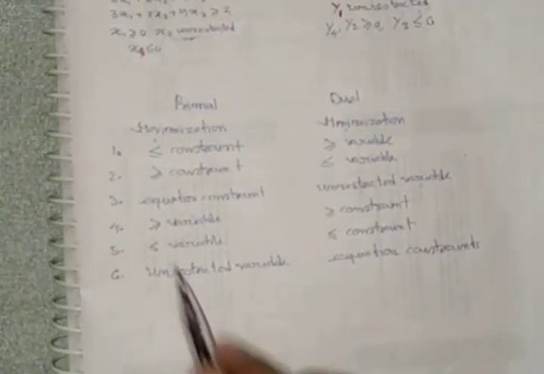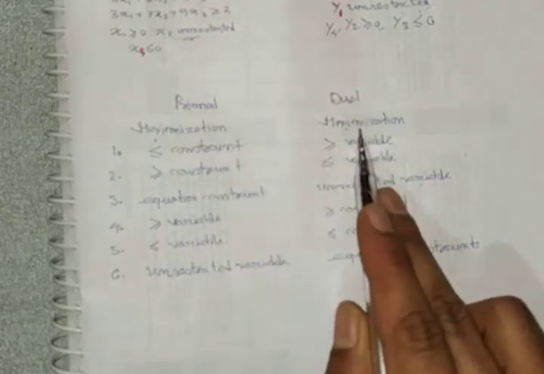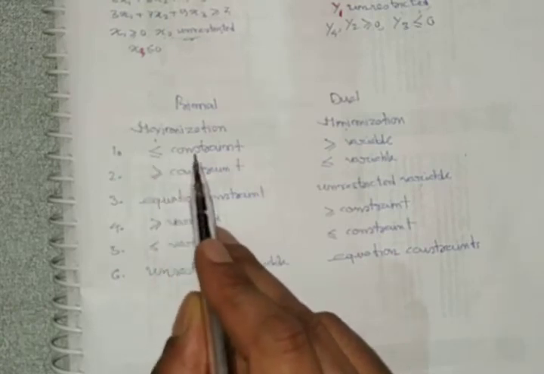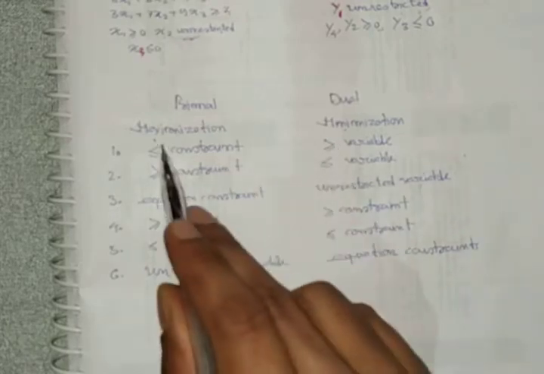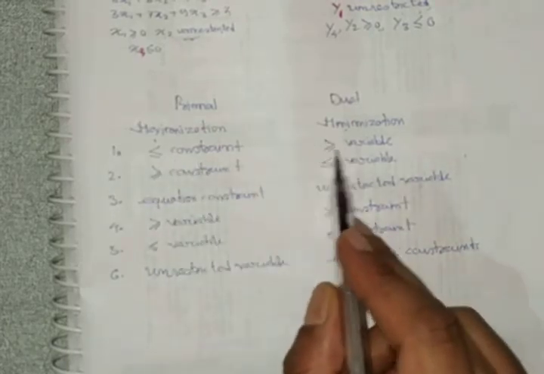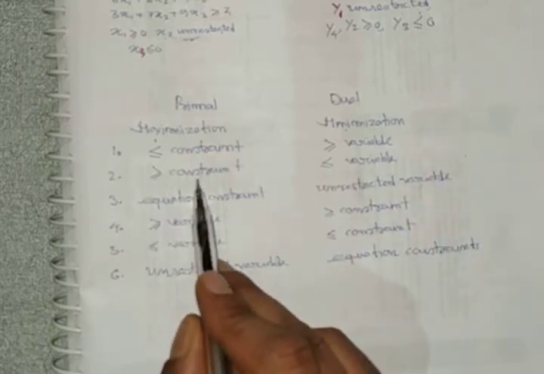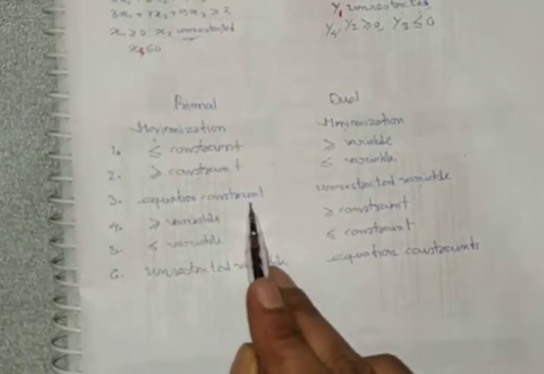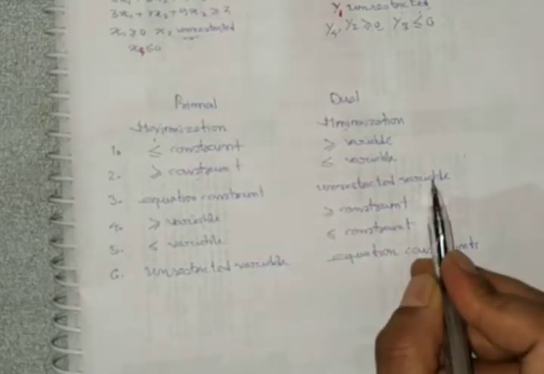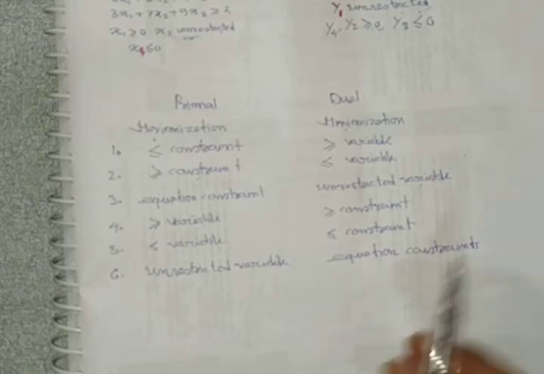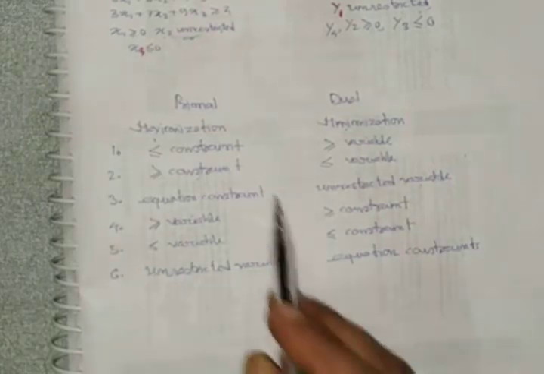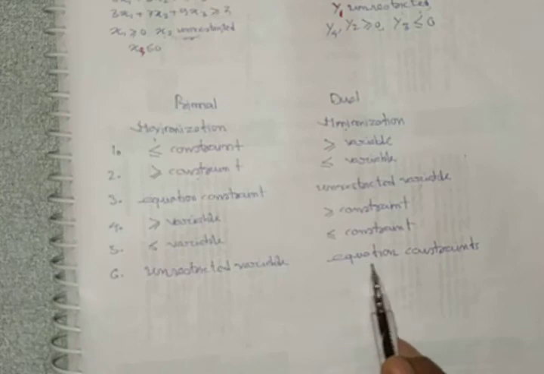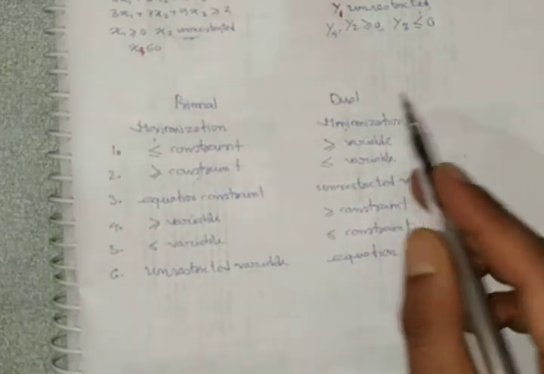That conclusion is that for a primal maximization, the dual is minimization. A greater than or equal to constraint for the primal is a less than or equal to variable, and a less than or equal to constraint for the primal is a greater than or equal to variable. An equation constraint for the primal gives an unrestricted variable in that respective position. And similarly, an unrestricted variable for the primal gives an equation constraint for the dual in that position.